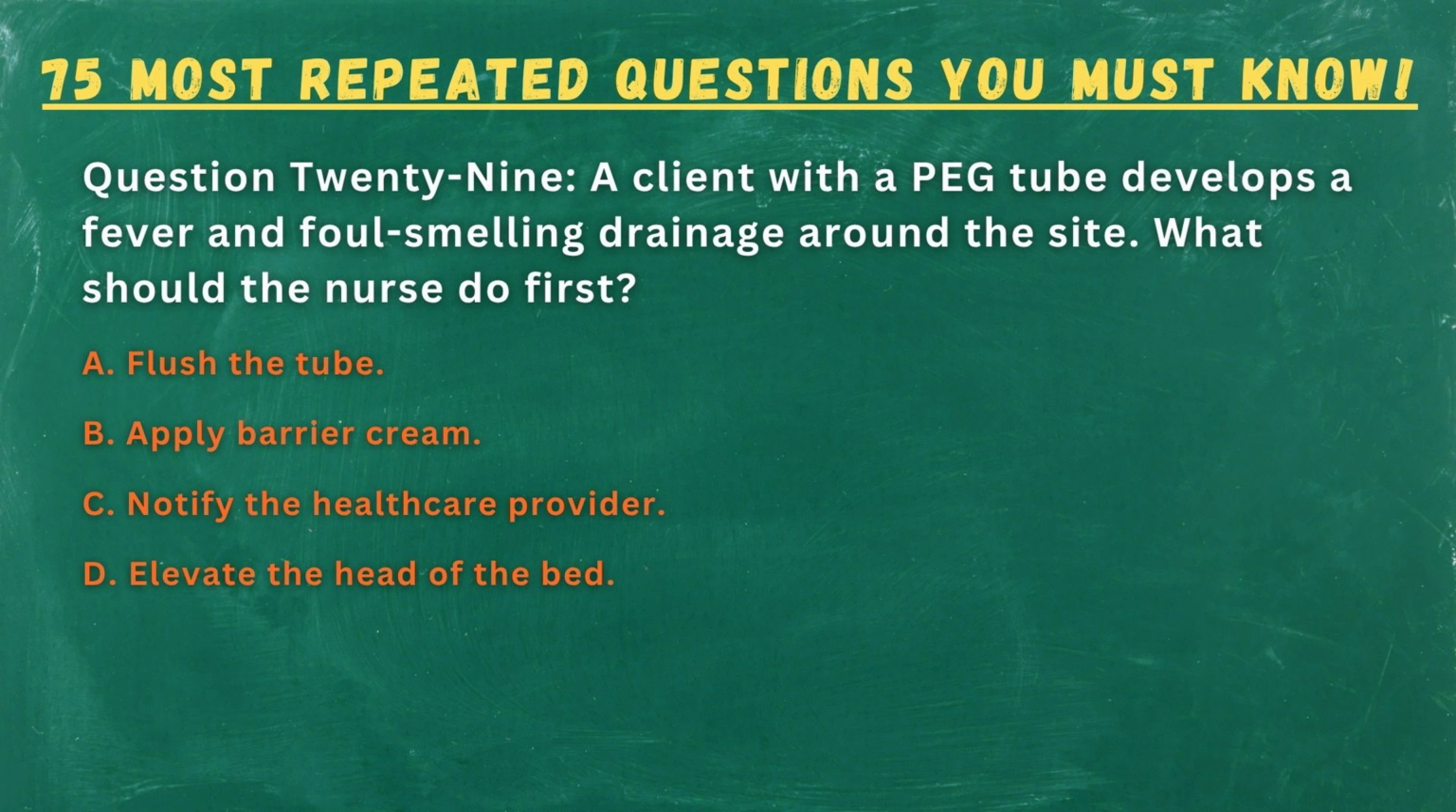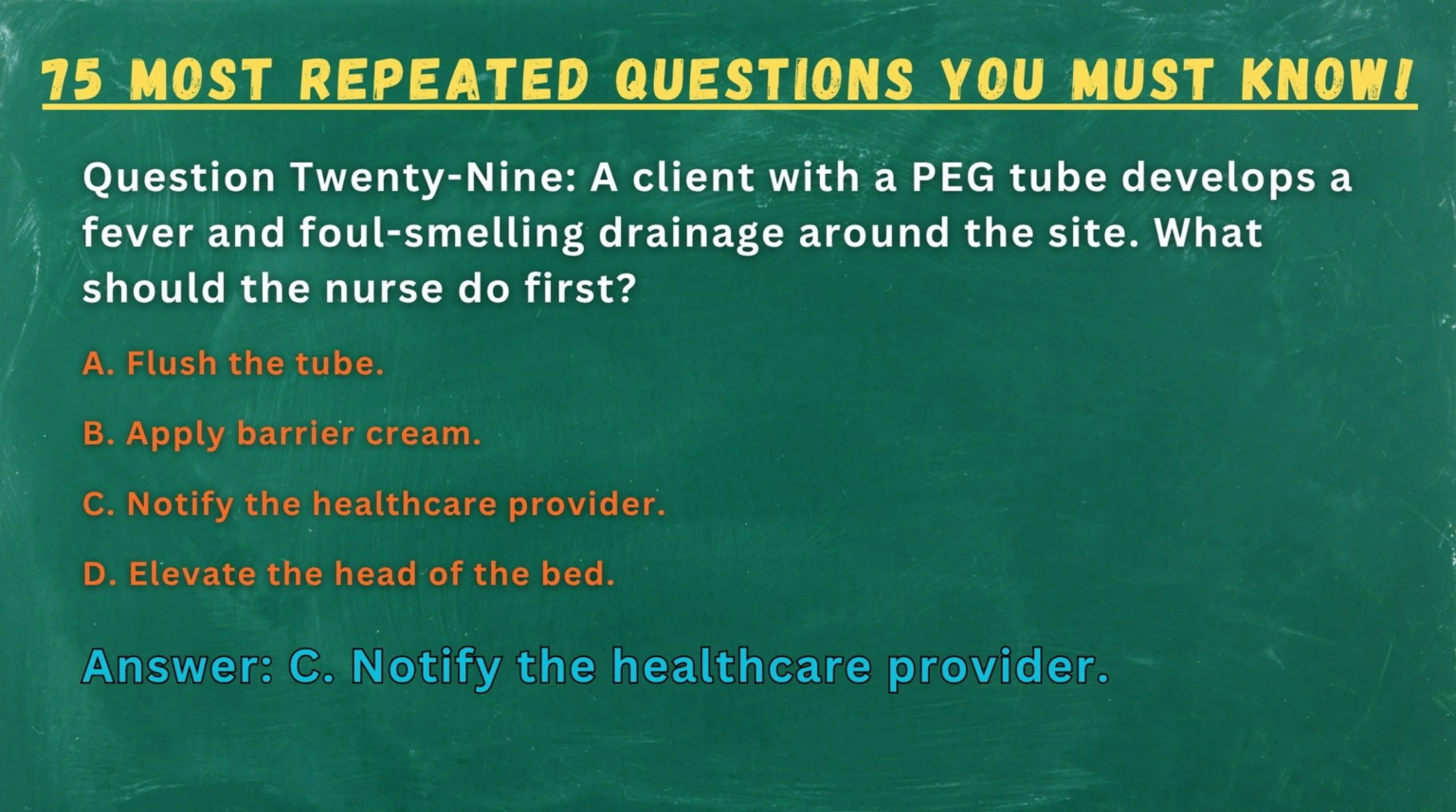Question 29. A client with a PEG tube develops a fever and foul-smelling drainage around the site. What should the nurse do first? A. Flush the tube. B. Apply barrier cream. C. Notify the healthcare provider. D. Elevate the head of the bed. Answer: C. Notify the healthcare provider.